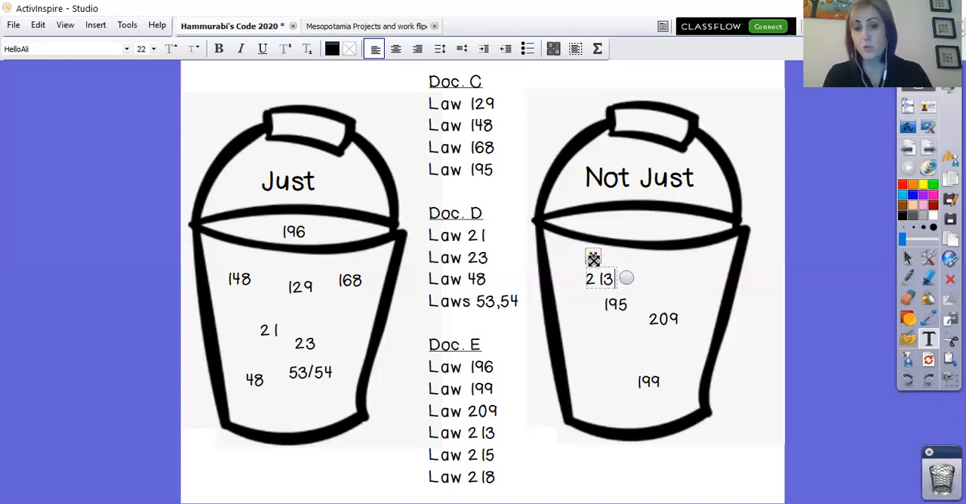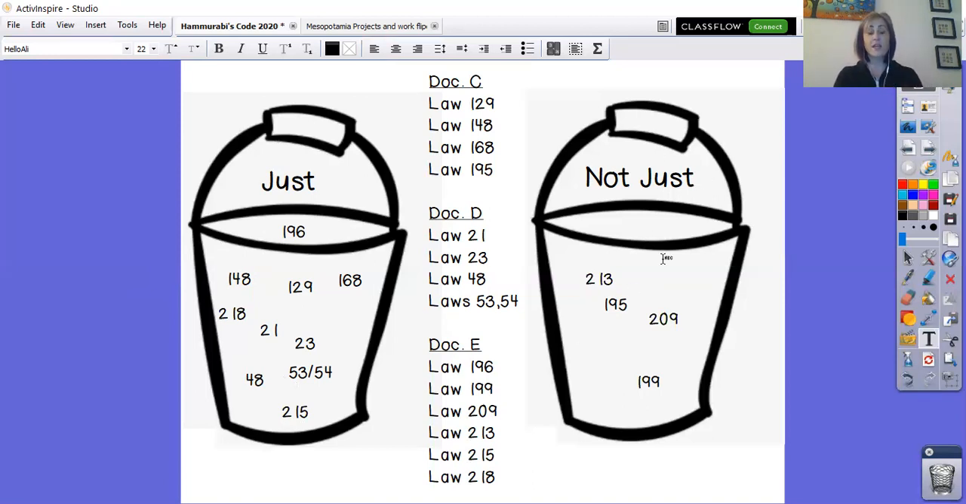All right, 2 more. Law 215, if a surgeon operates and does a good job, saves a man, he gets a reward. Okay, awesome, way to be surgeon. So 215, you're going to decide, does that go in the just bucket or the unjust bucket? And then the last one, 218, says if a surgeon works on a patient and the patient dies, he loses his hands. Okay, well, I don't want a doctor working on me that killed people. So let's say I'm going to put that in my just column. So by the time you're done, you should have all 14 of these laws either sorted into the just bucket or sorted into the not just bucket.